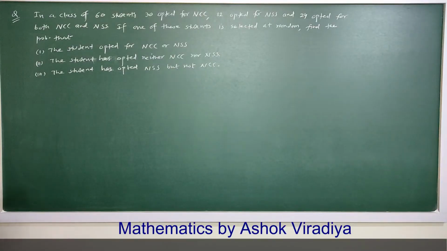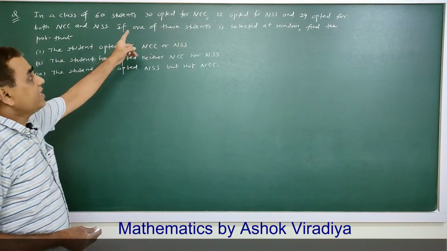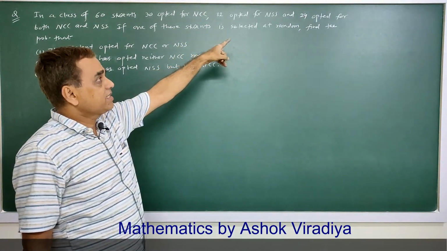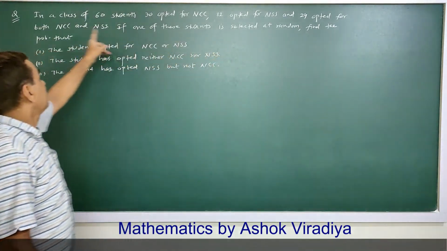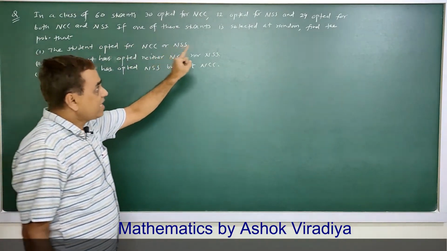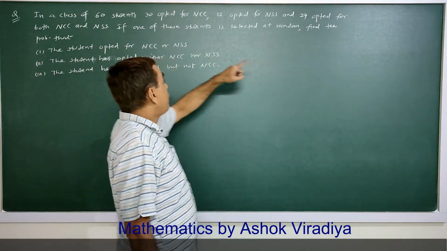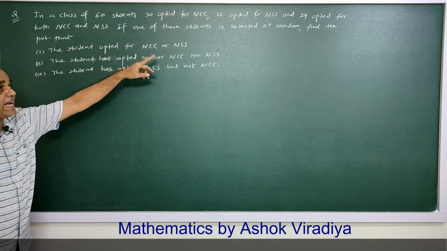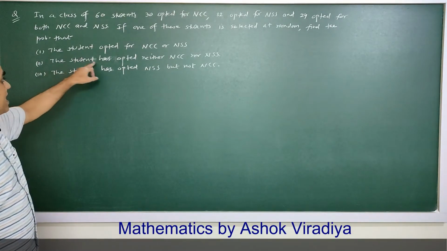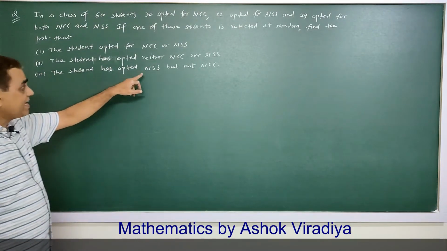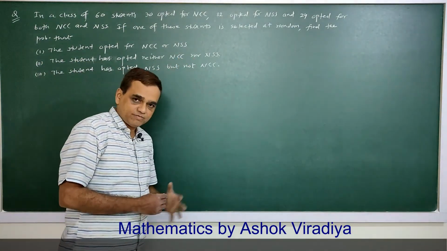In a class of 60 students, 30 opted for NCC, 32 opted for NSS, and 24 opted for both NCC and NSS. If one of these students is selected at random, find the probability that the student opted for NCC or NSS, the student has opted neither NCC nor NSS, the student has opted NSS but not NCC.